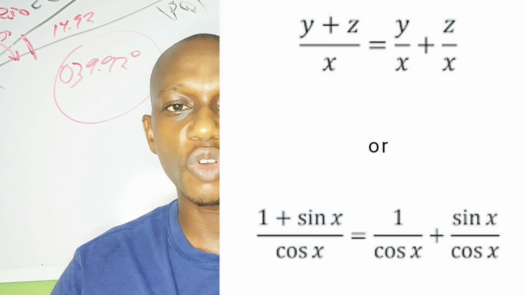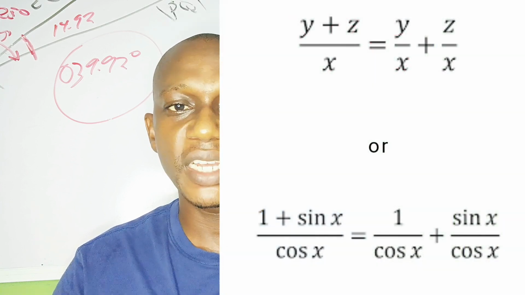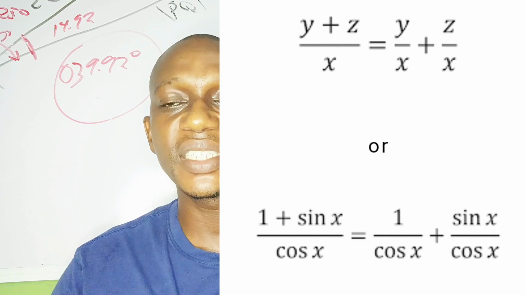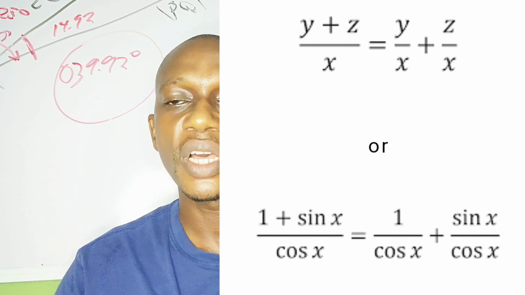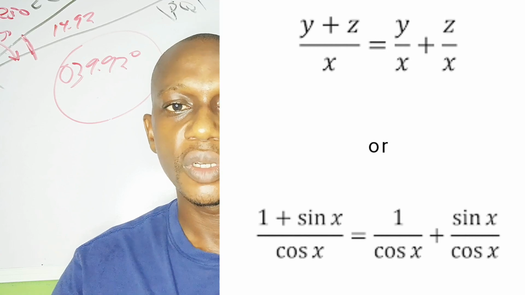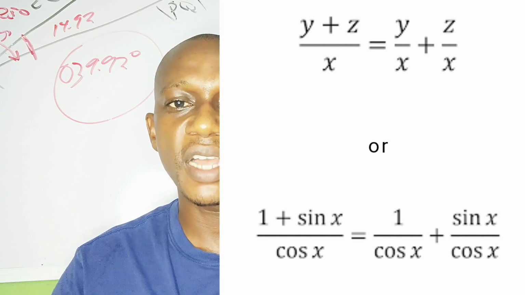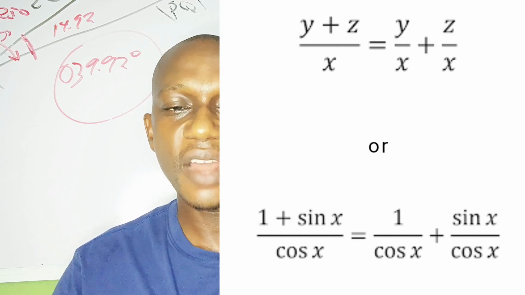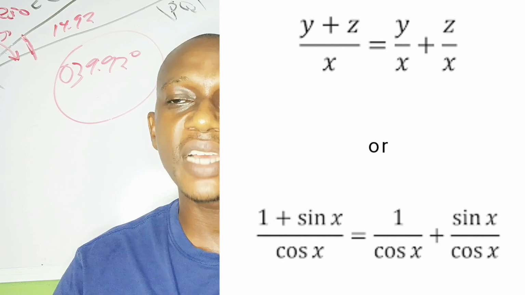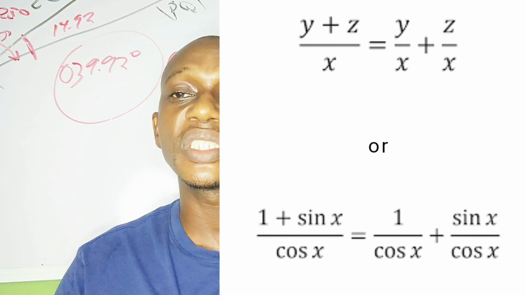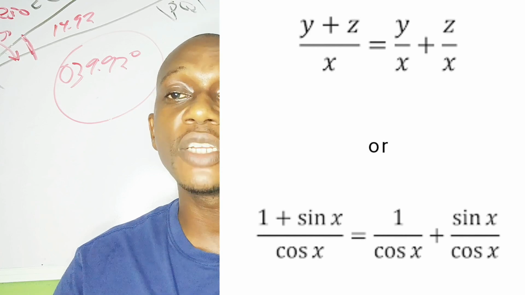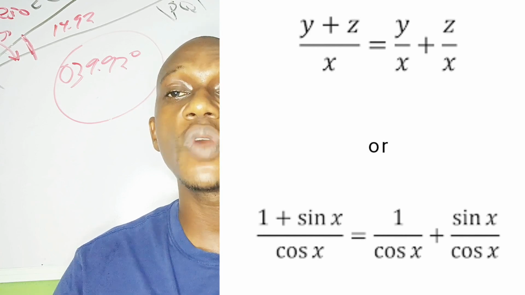We have another example which is correct. We have y plus z over x. Since x is the denominator, you can distribute x because it's only a single denominator and that can be distributed. So this can be equal to y over x plus z over x. Another example we have there, 1 plus sine x all over cos x. The denominator, which is cos x, which is single, can be distributed into the numerator. That's the only way it can go.